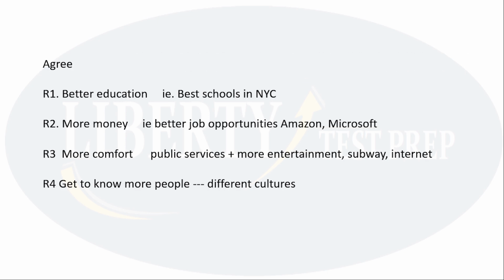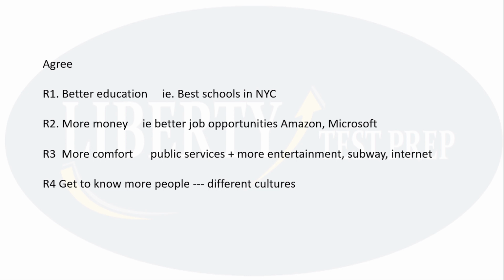Okay, so here we have example number 2. This is my template. I'm going to agree with this. I'm going to say that living in a big city is better than living in a small town. Okay, reason number 1, better education. So you get a better education if you live in a big city. For example, the best schools in New York City.